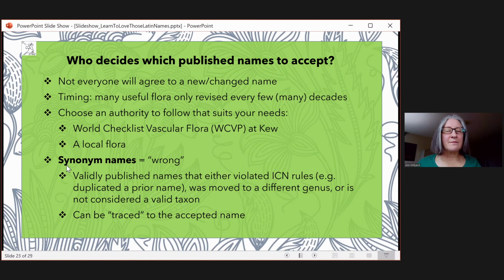This is an important point. In botanical nomenclature, synonym means wrong, right? That's not how we use the word in a thesaurus in English, right? Where a synonym means another way to say the same thing. What they mean by that is if you have a list of synonyms, those are validly published names that either violated the rules to begin with because they maybe accidentally duplicated a prior name, or it's been moved to a different genus, or it's not a valid taxon.